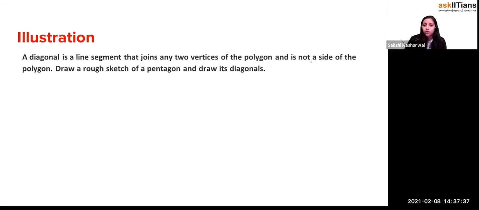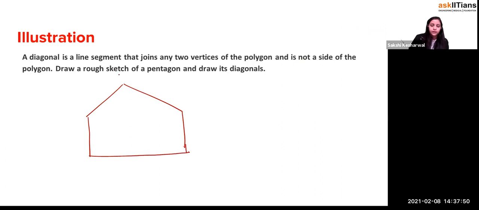Okay, now coming to a diagonal: a diagonal is a line segment that joins any two vertices of a polygon, and that is not a side of the polygon, right? Draw the rough sketch of a pentagon and draw its diagonals. So let's draw a pentagon like this: 1, 2, 3, and then this is 4, right? I think I showed you this figure, so let's do it again. D and E.